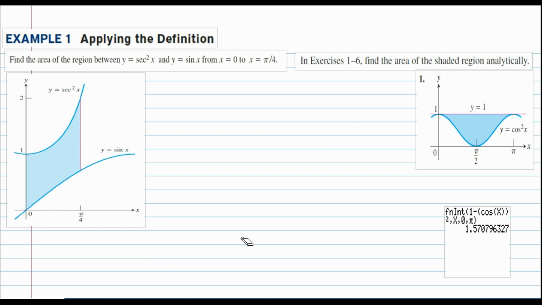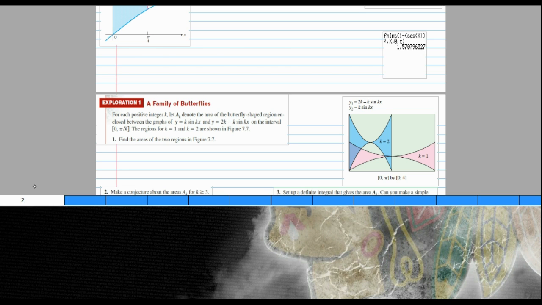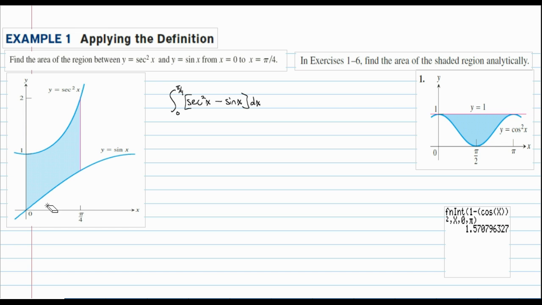In example 1, it says find the area of the region between y equals secant squared of x and y equals sine of x from x equals 0 to pi over 4. Well, that's my lower limit and upper limit of integration, so I'm going to integrate from 0 to pi over 4 of the top function secant squared of x minus the bottom function sine of x. So I'm getting this full area minus the area below sine of x, which leaves me with the area between the two curves. And I could do this by hand.